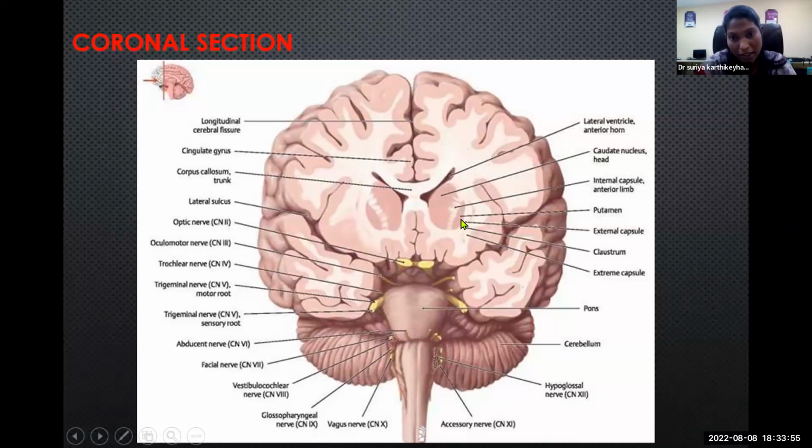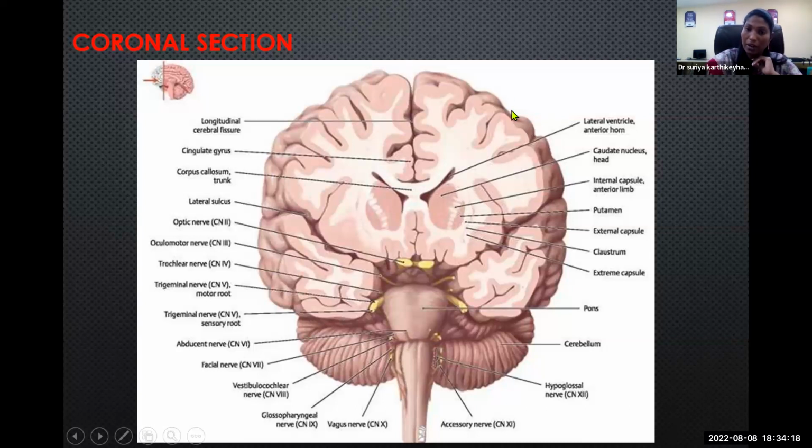So we have white matter in between the gray matter. The gray matter structures are called the caudate nucleus, the putamen, and the claustrum. The white matter structures are called the internal capsule, the external capsule, and the extreme capsule. Lateral to the extreme capsule, what you are seeing is the insular cortex.